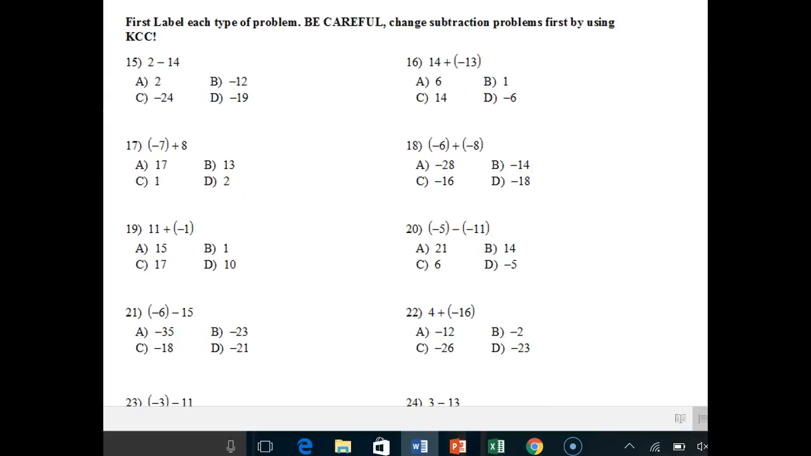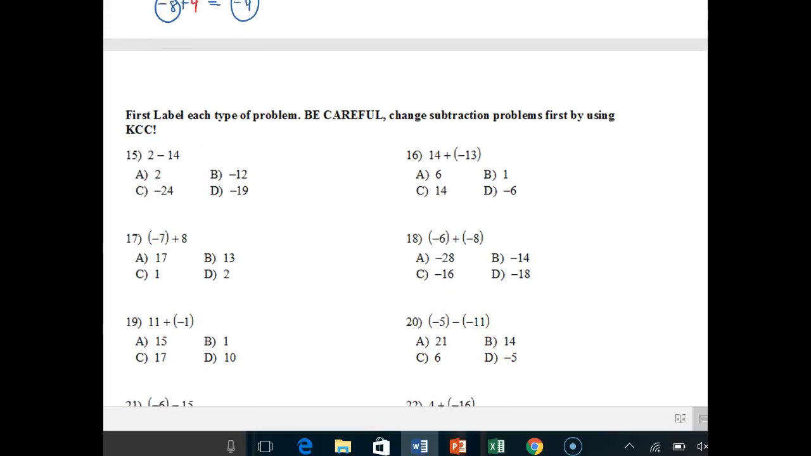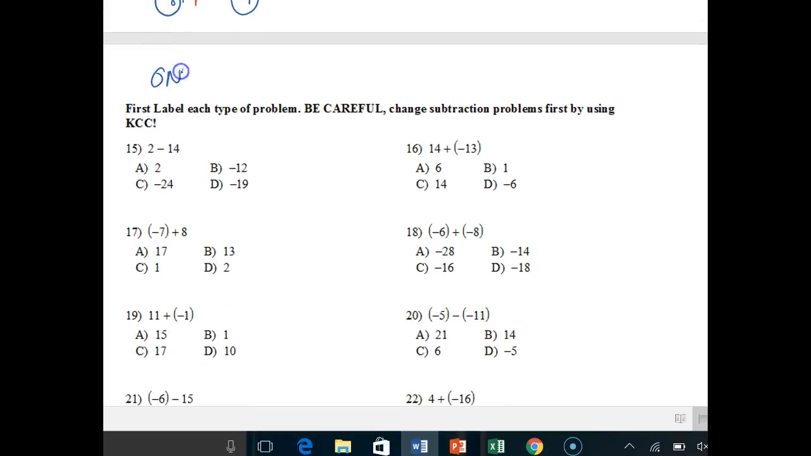Okay, on the back side, first label each type of problem. Be careful, change subtraction problems first by using KCC. So I have mixed up both subtraction and addition. You only use KCC when you subtract. Please write that down. Only use KCC when you subtract. Okay, so when you see subtraction sign, that's when you can use KCC. Other than that, it's normal DSSL or SSAK.